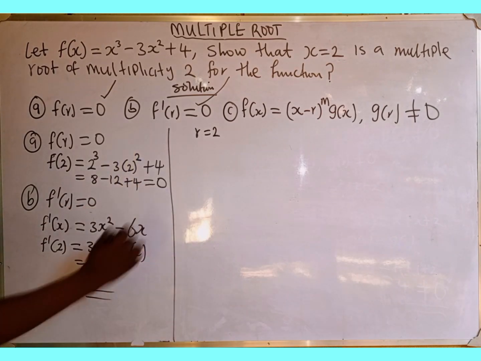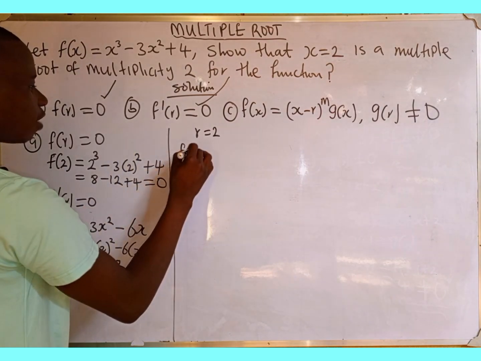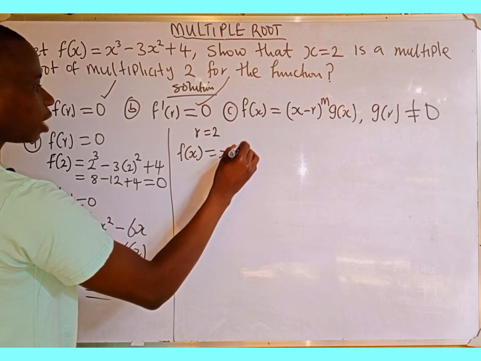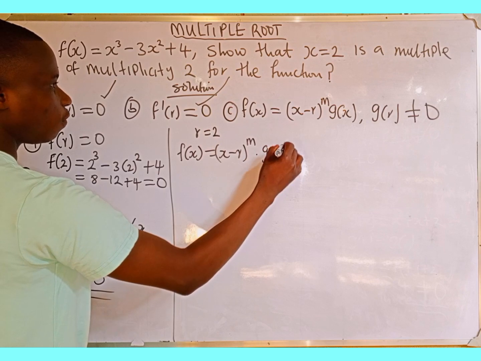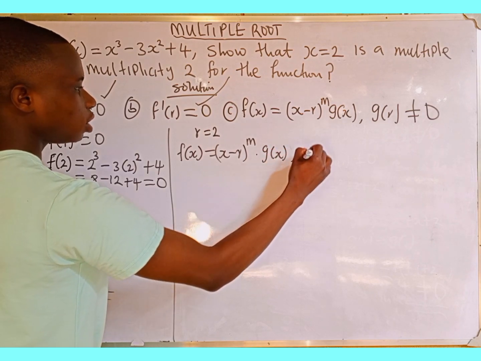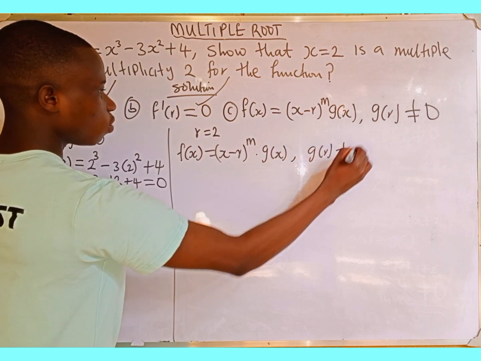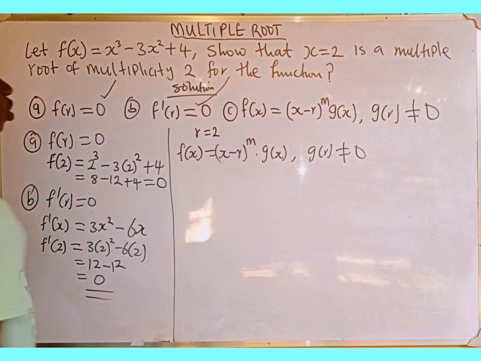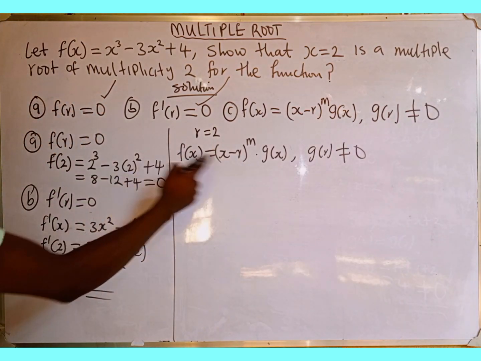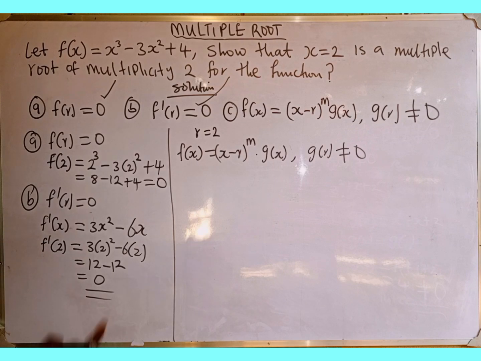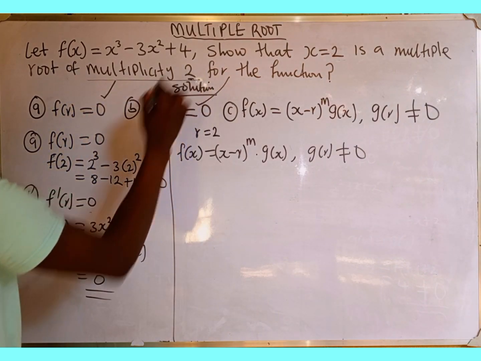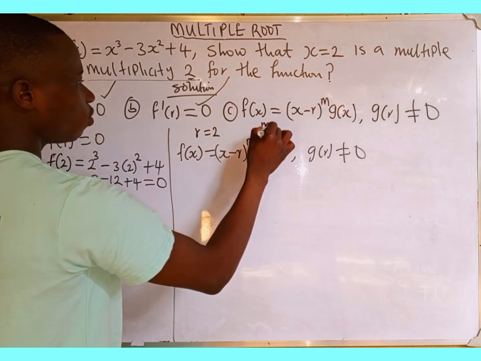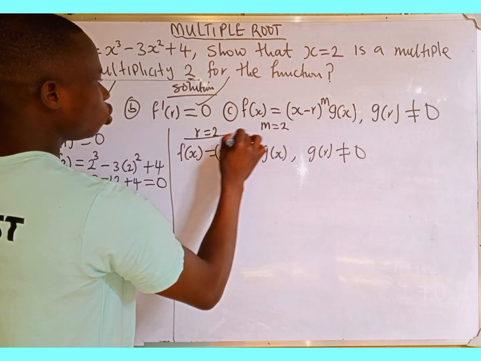Now let us look at the third condition. We say that f of x is equal to x minus r raised to the power m multiplied by g of x, where g of r is not equal to 0. And from the question, I want you to recall that this m here means multiplicity. The multiplicity given here is equal to 2. So therefore, the value of m is equal to 2.